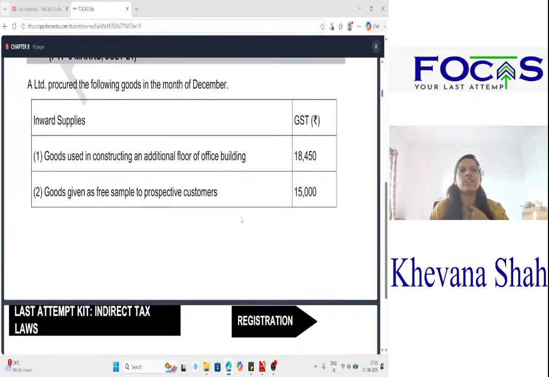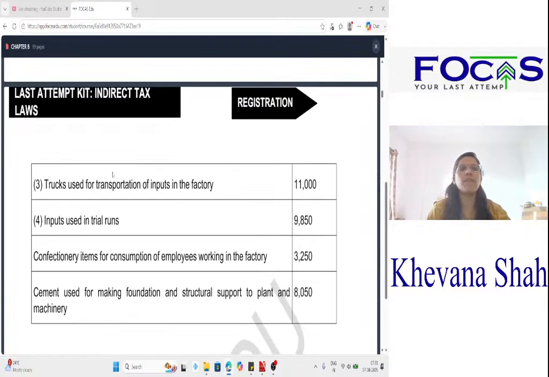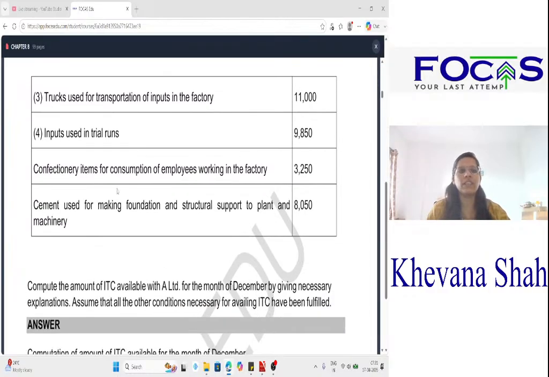Okay. So A Limited procured the following goods in the month of December. Goods used in constructing an additional floor of the office building, 18,450. Goods given as free sample to prospective customers, 15,000. Trucks used for transportation of inputs in the factory. Remember, on trucks ITC is available. Then inputs used in trial runs and confectionery items for consumption of employees working in the factory.